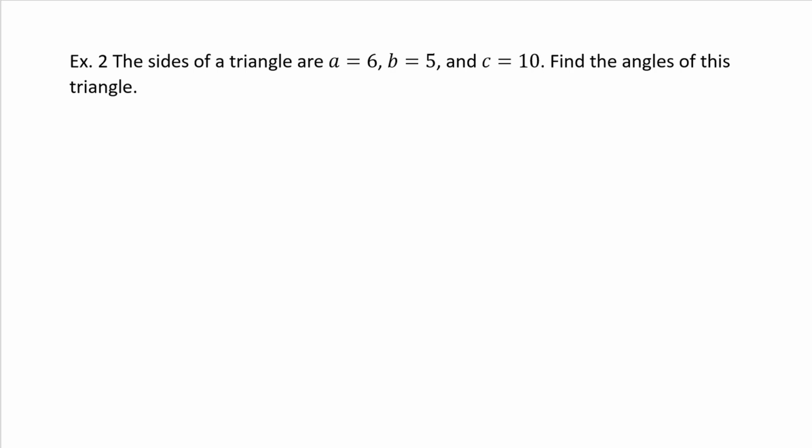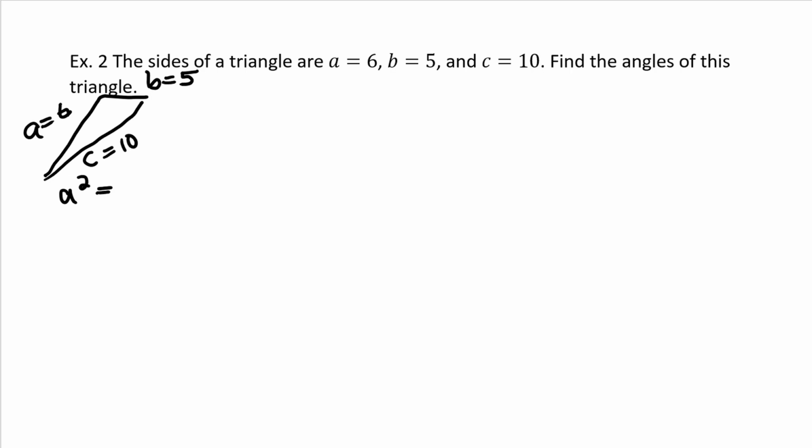Find the angles of this triangle. Let's make a sketch just so that we have stuff properly labeled. I'll make the longest side 10, the next longer side 6, and B will be 5. Let's begin by solving for angle A. That's the side opposite the length that goes with A. Let's make that look more like a 6. There we go. So, law of cosines.